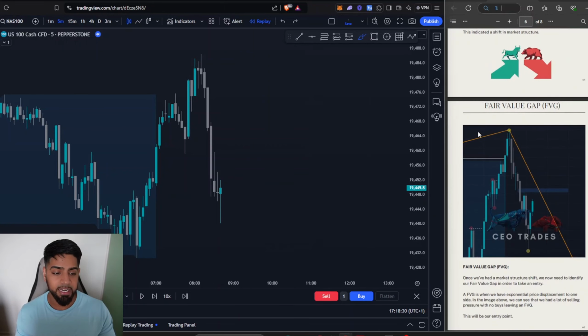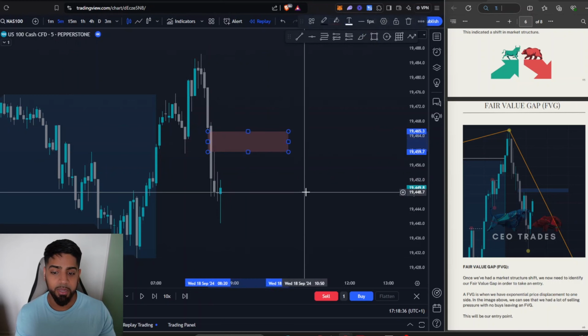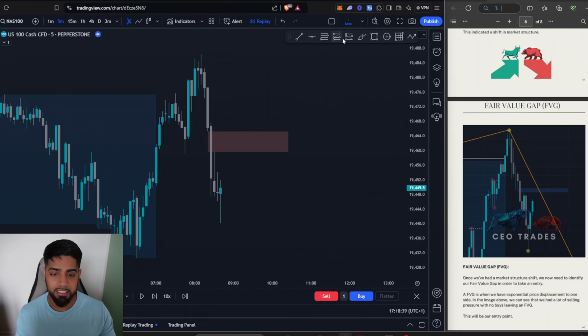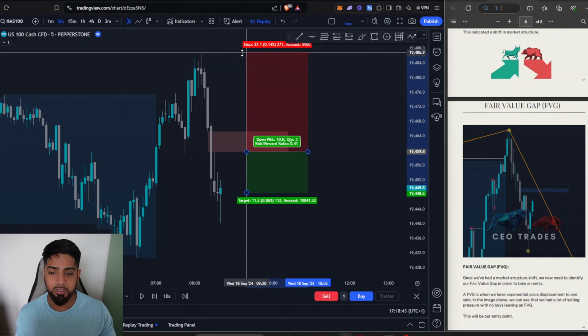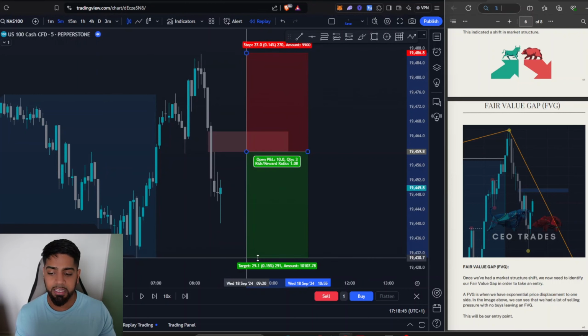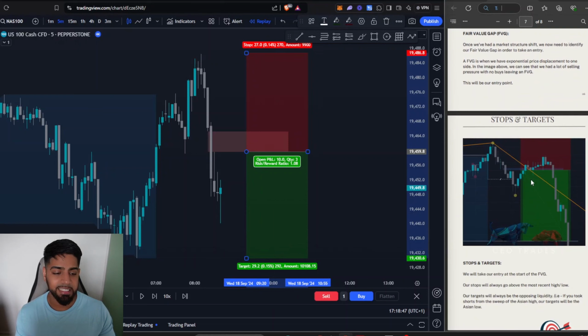So now we move on to the next step, which is to identify the fair value gap that we're going to be taking our entry from. And this is the fair value gap that we actually identified in this instance. So we're going to put our entry at the open of that fair value gap, stops go above the high, and we target the opposing liquidity, which in this case is the Asia lows, following our next steps in the ebook.